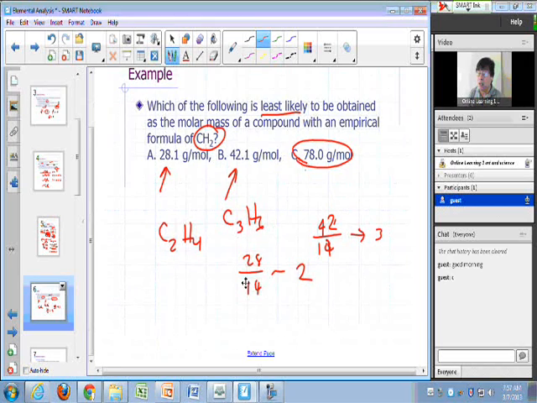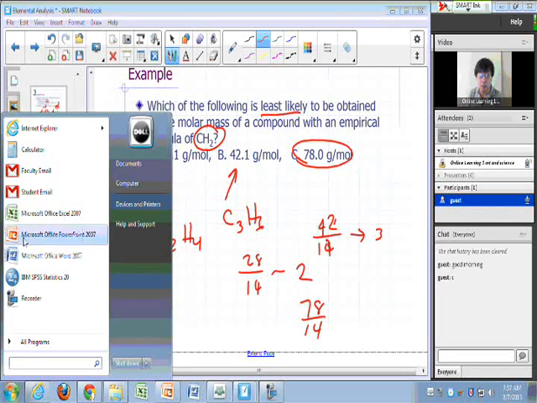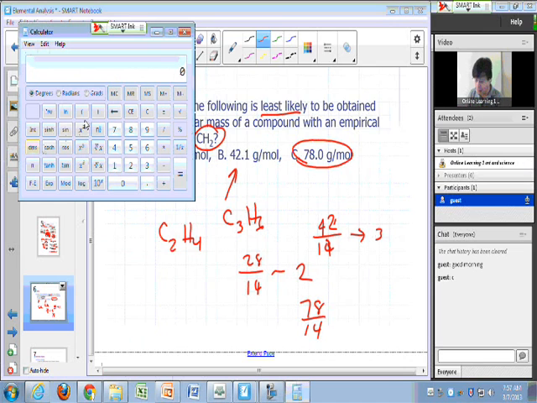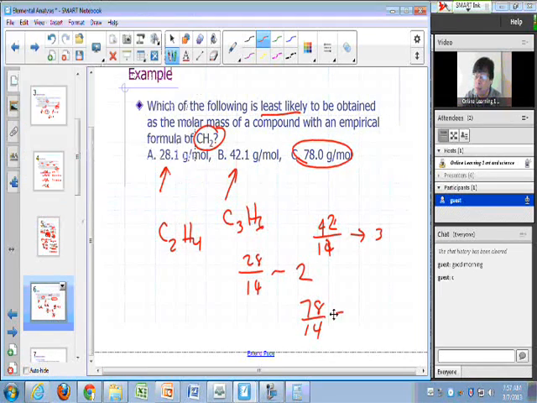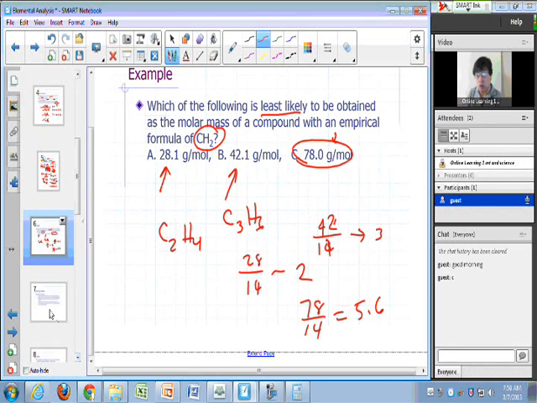But 78 divided by 14, okay, would be very far from a whole number. How far is it from a whole number? 78 divided by 14, that's 5.6, right? So that's too far away. It's halfway between two whole numbers. So this one is least likely to be the molar mass of a compound whose empirical formula is CH2.